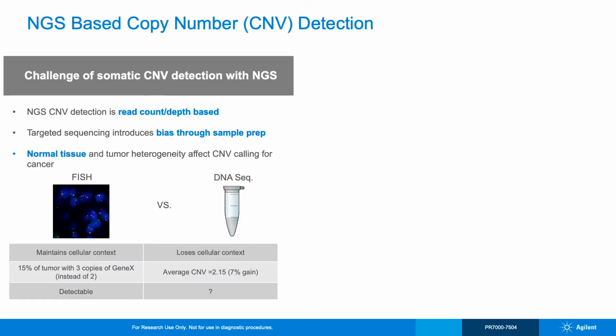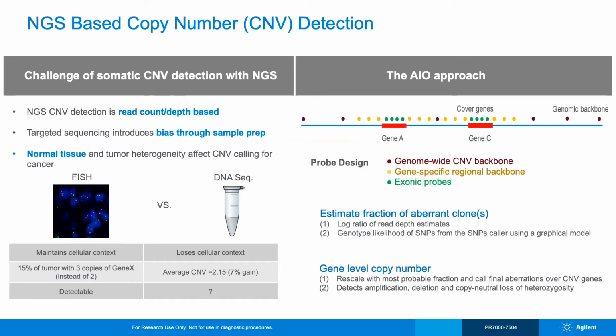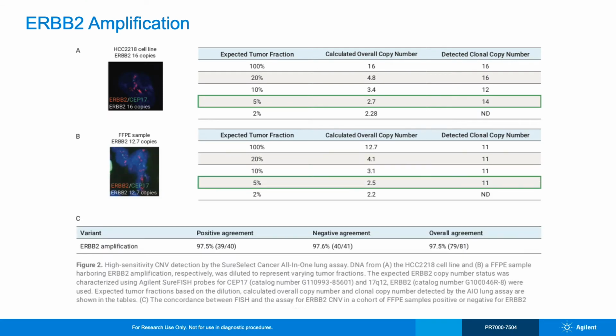and PTEN. To overcome the limitations for CNV detection using NGS from somatic samples, we have created a proprietary bait design strategy to place CNV-specific baits near genes of interest. B-allele frequency modeling is used to calculate clonal fraction, which, combined with read depth information, gives sensitive somatic CNV calling. This data from a high-quality cell line and an FFPE-derived sample prepared with the SureSelect Cancer All-in-One Lung Assay shows approximately 98% overall concordance between ERBB2 copy number detection at various tumor fractions.